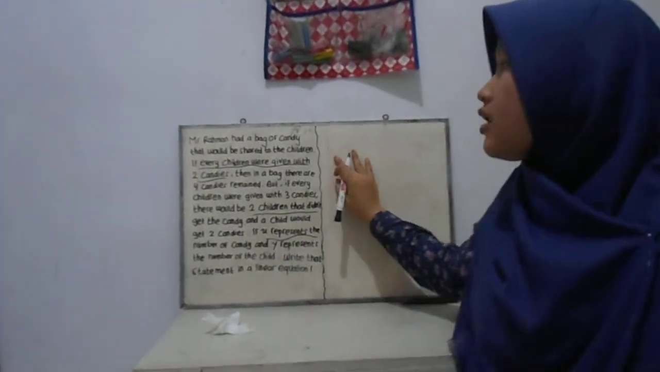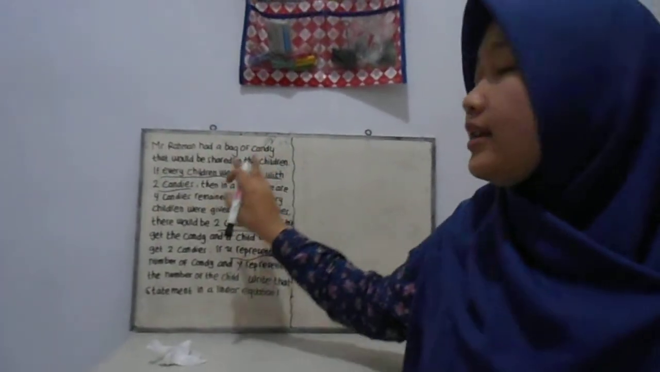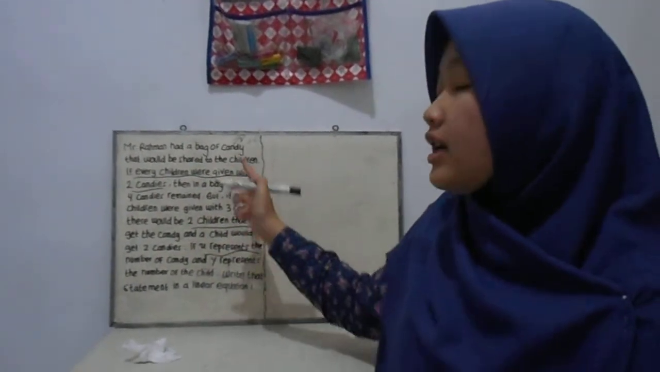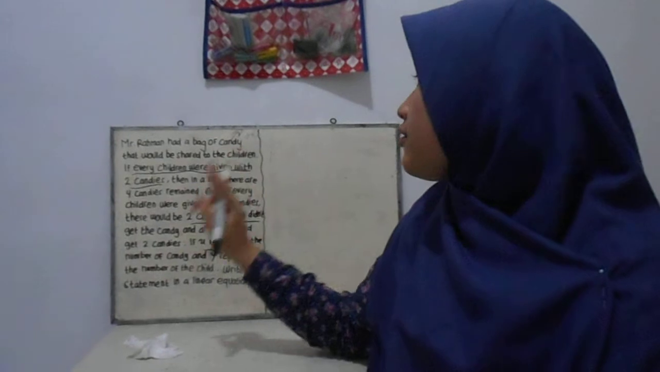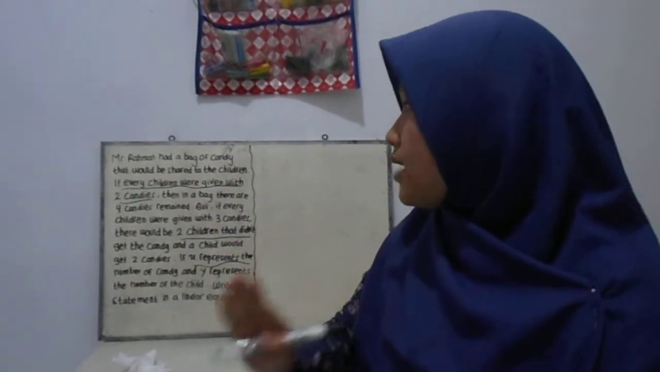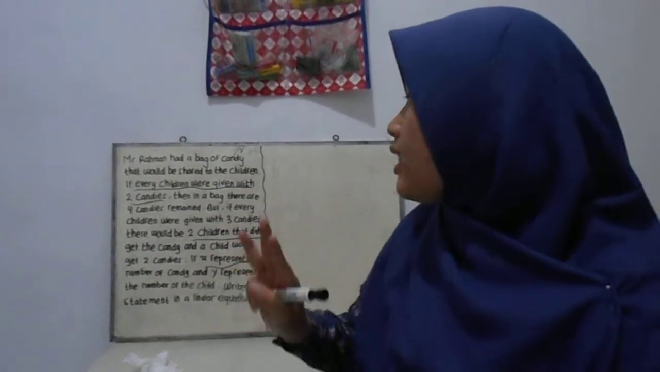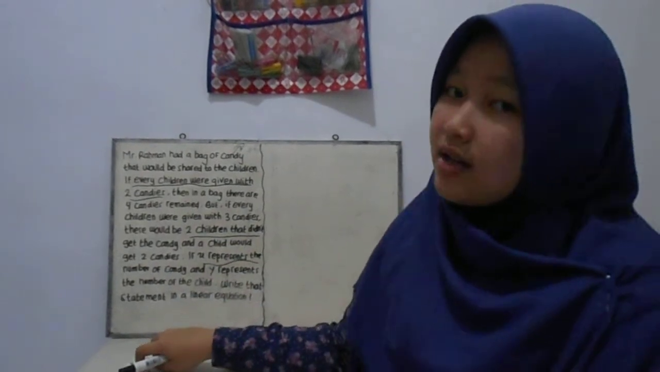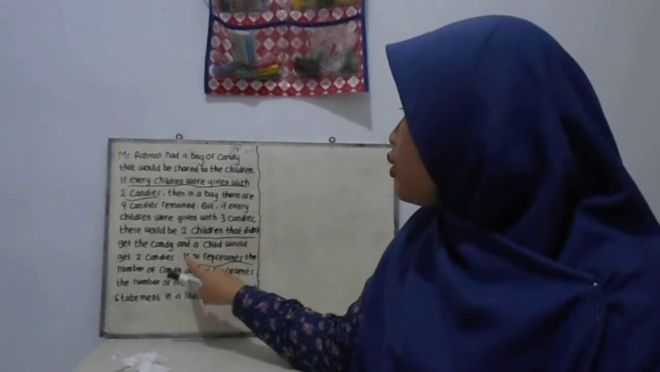The question is, Mr. Rahman had a bag of candy that would be shared to the children. If every child were given 2 candies, then in a bag there are 4 candies remaining. But if every child were given 3 candies, there would be 2 children that didn't get any candy, and a child would get 2 candies.